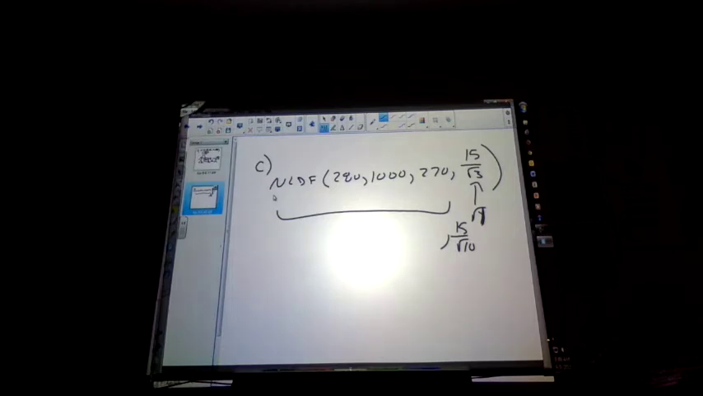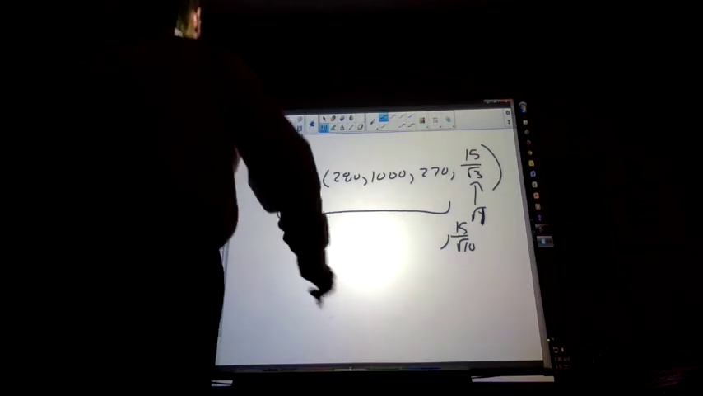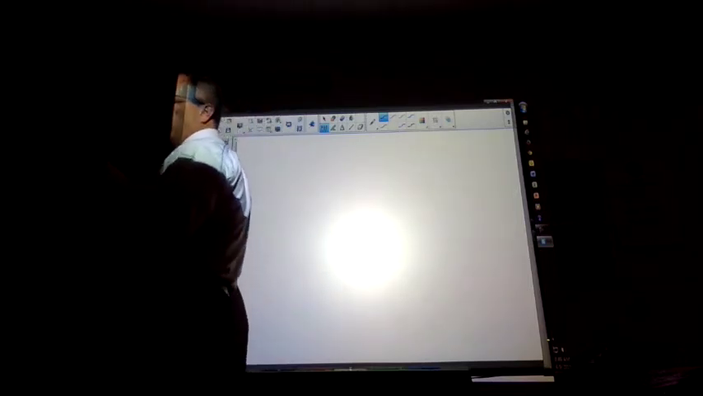For C on 4. C4. I don't know how. Would you do 60 over 40? I haven't worked this one out yet, so let me just work it out.